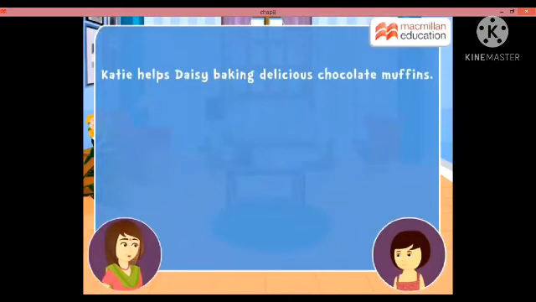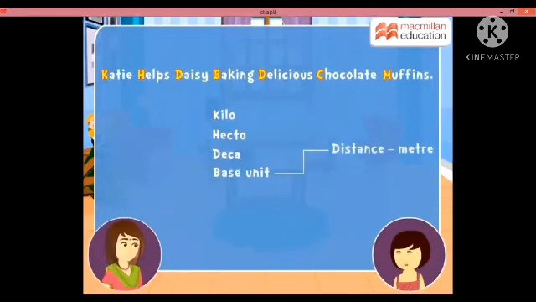This simple sentence will help us remember the order of units. Now, why don't you help me remember the metric units using the first letter of each word in the sentence? K here stands for kilo, H for hecto, D for deca. B is the base unit and for distance it is meter. For mass it's gram and for capacity it's liter.